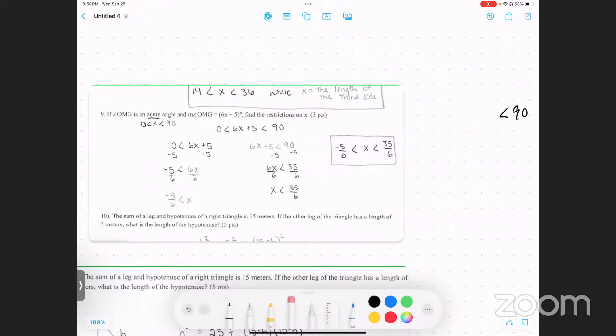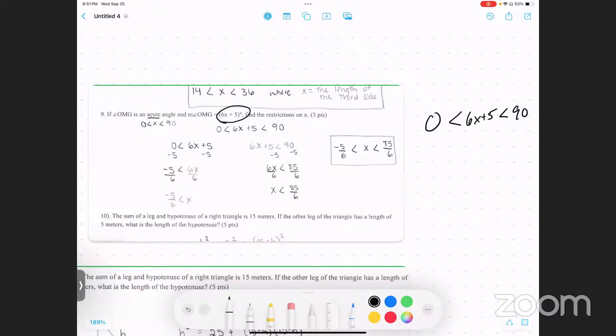We'll call X OMG, right? So X has to be between 0 and 90. I don't think they want you to say zero because then it would just be no angle, right? And they don't want you to say 90 because then it'd be a right angle. So that wouldn't be acute. Sorry, I shouldn't have put X in there. I should have put the expression for the angle, which is what they tell you the angle was. 6x plus 5. Good. So 6X plus 5 is going to go in the middle there, right?